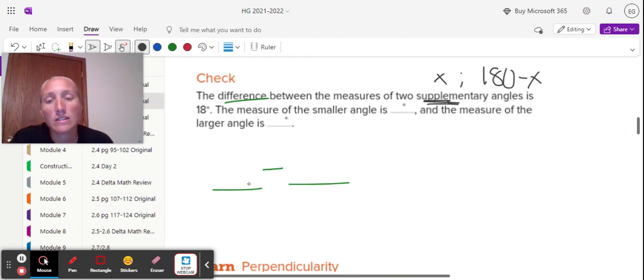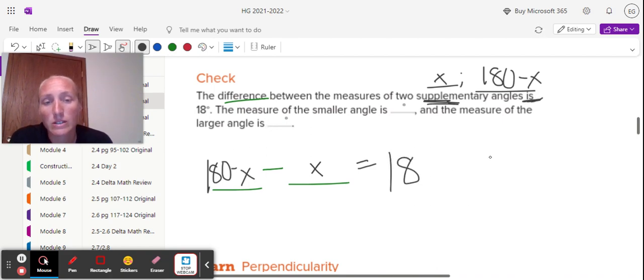And so I'm going to put that into this problem. I'm going to say that 180 minus X minus X, so there are my two different angles put in there. I made it easier on myself by putting the 180 minus X first. And that is equal to 18 degrees. So that's my setup to that problem, and then I have to solve. In solving this, negative X minus X gives me a negative 2X. So I have 180 minus 2X equal to 18.